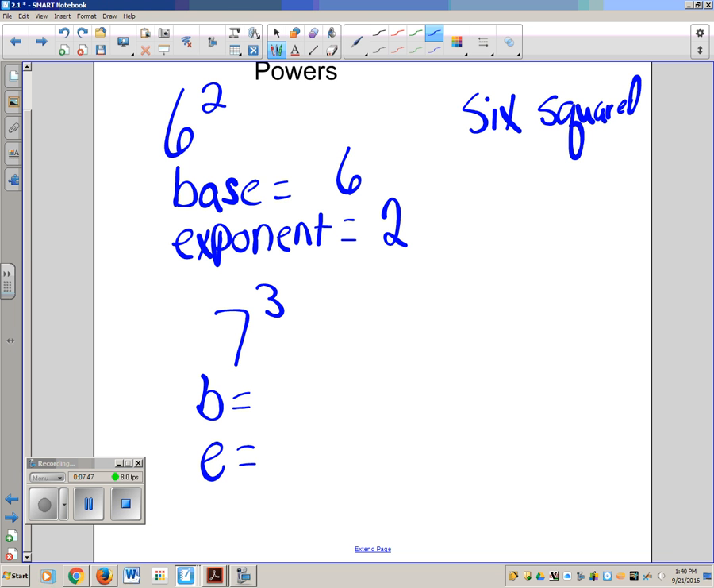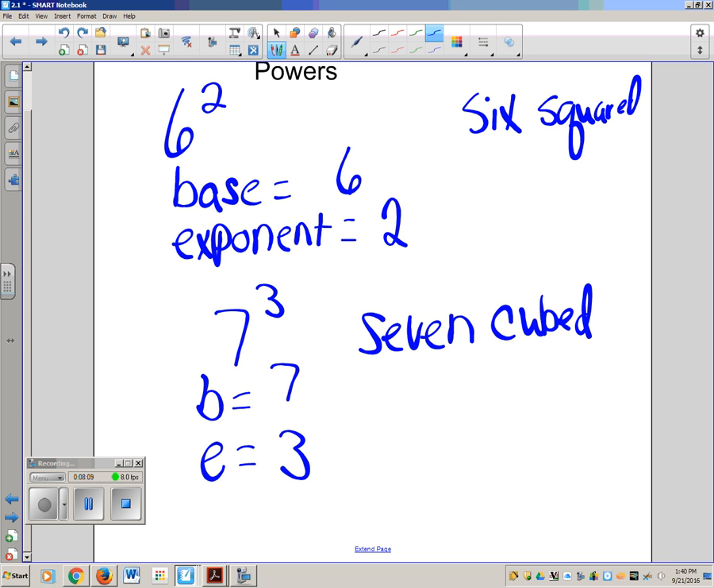Jordan, what's the base? What's the exponent? How do we say that, 7 to the third power? How do we say it a different way? Not squared. 2 is squared, 3 is cubed. 7 cubed.